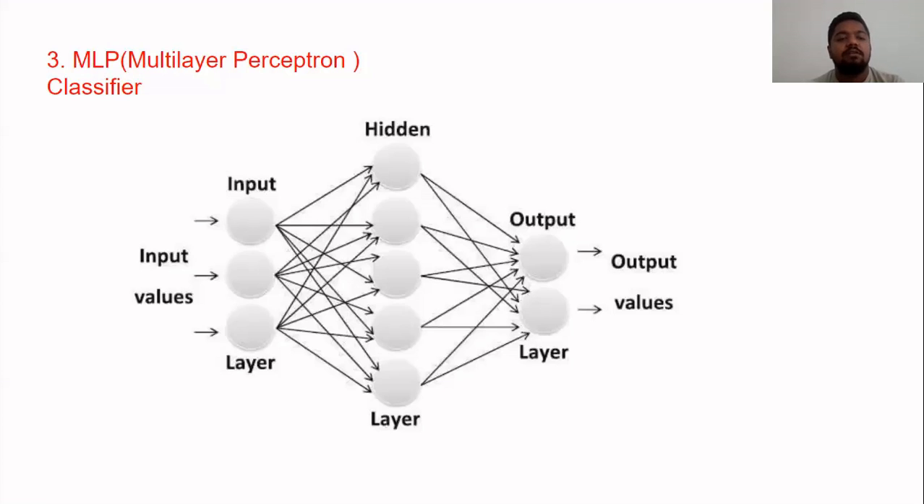Now next is the MLP classifier, which is used to categorize the given data into the respective groups which are non-linearly separated. The MFCC, chroma and mel features extracted from the speech signal are used to train the MLP classifier.